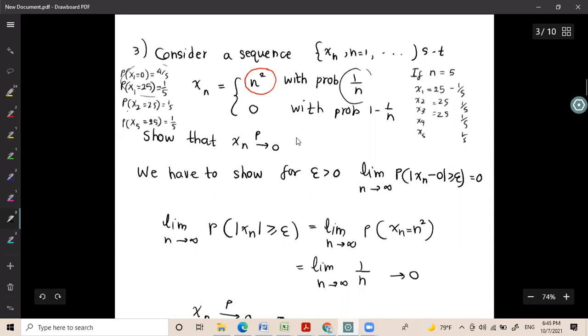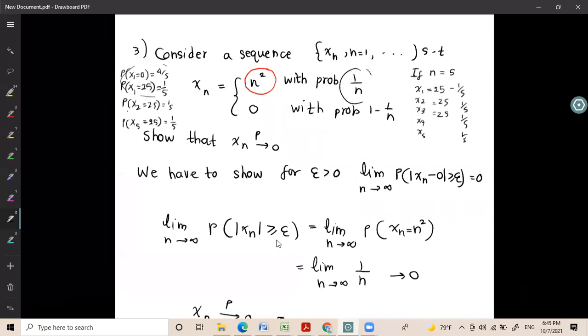Now you have to show that Xn goes to 0 in probability. That means you have to show the limit as n goes to infinity of P(|Xn minus 0| greater than or equal to epsilon). Since you have minus 0, you can omit it and write Xn greater than or equal to epsilon. Now look at the values of Xn. Either it is 0 or n square; those are the only two possibilities. It says Xn is greater than or equal to epsilon, but whenever we choose this epsilon, we say this epsilon is greater than 0. That is the way we prove the theorems.